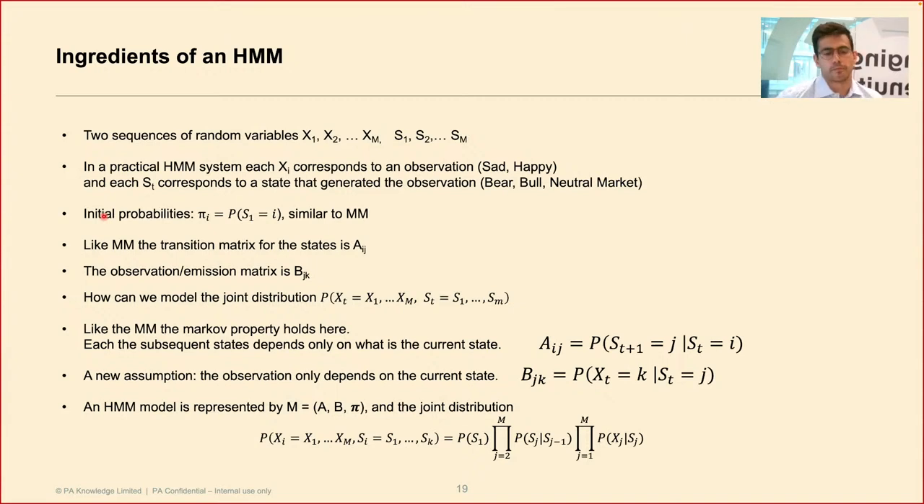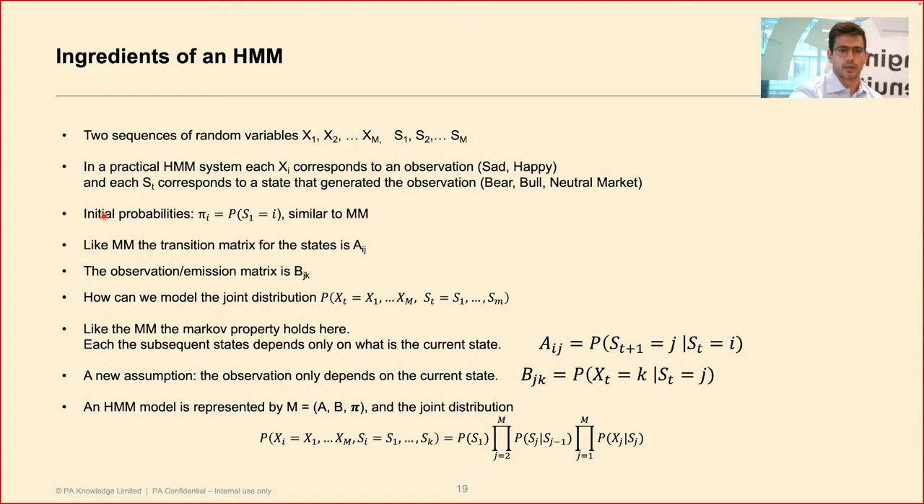Now, before we move forward to a few examples, we need to look at the basic ingredients of hidden Markov models. If you remember before, for Markov models, the main ingredients were the states, the Markov property, the transition probability matrix, A_ij, and then the initial probability vector, pi.